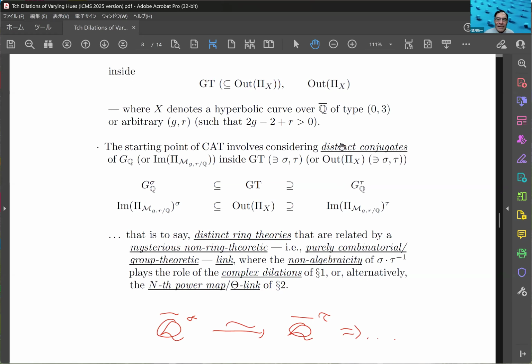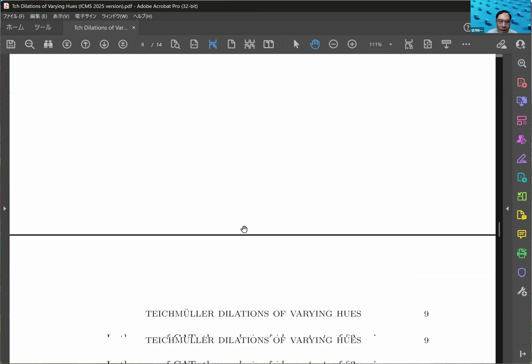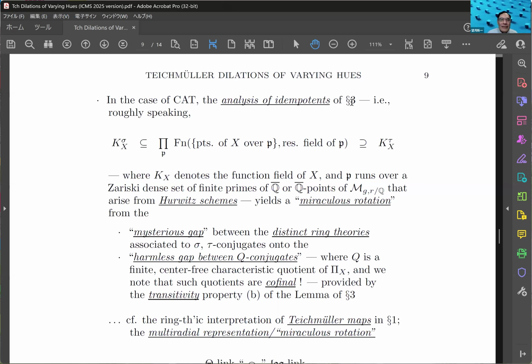So if you start out with distinct conjugates, then you have to distinguish these two ring structures, and this corresponds precisely to the two distinct holomorphic structures in the complex dilations of complex Teichmüller theory discussed in section 1, or alternatively to the nth power map, the theta link discussion in section 2, where you have one ring structure on the input side of the nth power map and a distinct ring structure on the output side of the nth power map. So one should think of this as some profinite kind of Teichmüller dilation.